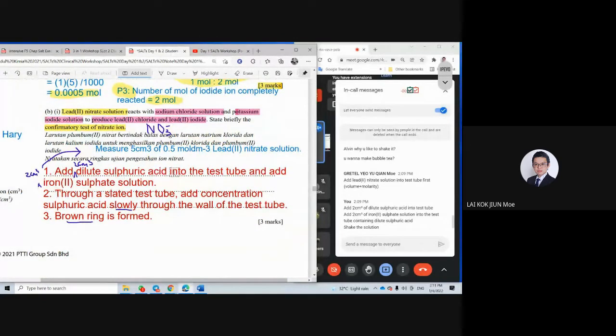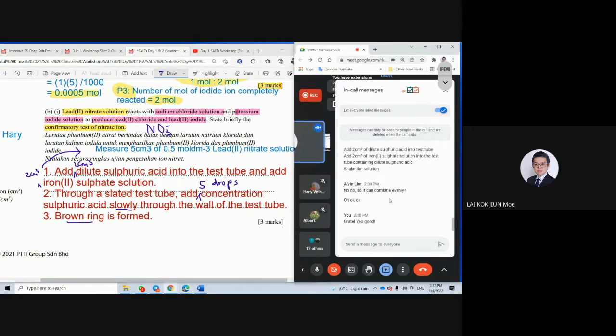And we continue, pour in the sulfuric acid and add the iron 2 sulfate solution. Okay, and then we must add concentration. Cannot say concentration only. We must say at least 5 drops. Okay, 5 drops is good. It's a perfect volume. So slowly, through the wall of the test tube.